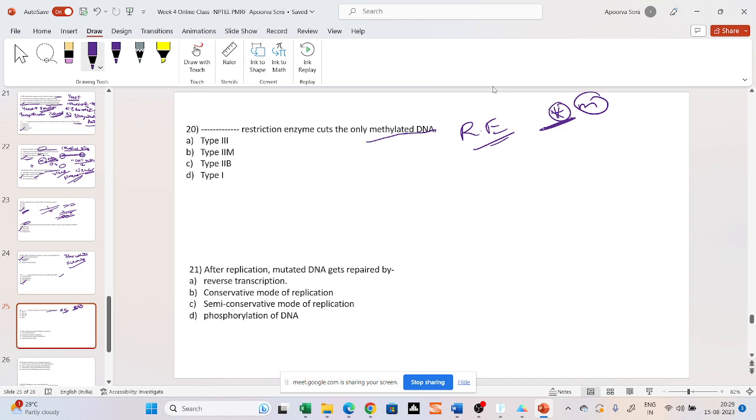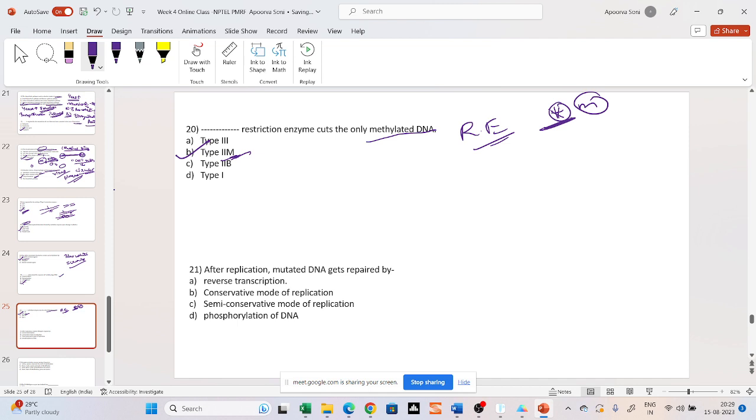Tell me. Think. Try to think. Ma'am, option A. No. The option is type 2M. See, even if you don't have any idea, you can get a basic idea from the fact that something like M is written. So basically type 2M are the enzymes that cuts only the methylated DNA.